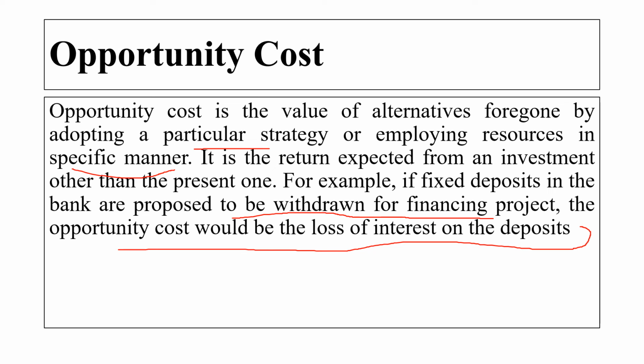Means if we have invested in a fixed deposit, okay, now on that fixed deposit there might be some amount of interest which we will get after some years, right? But now I want to withdraw that for some financial project, okay? Now I have to invest that amount in some project, and for this I am withdrawing that amount from the bank. Now here I am losing the interest amount which I might get after some years, right? So here I am losing the opportunity cost.